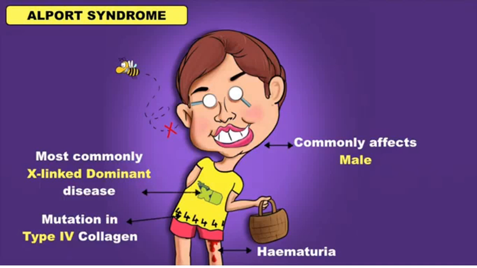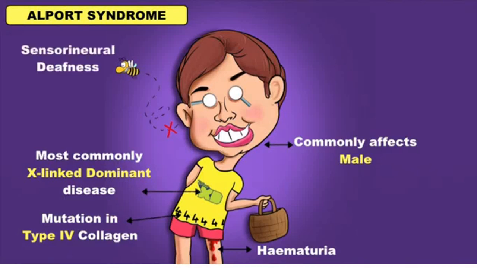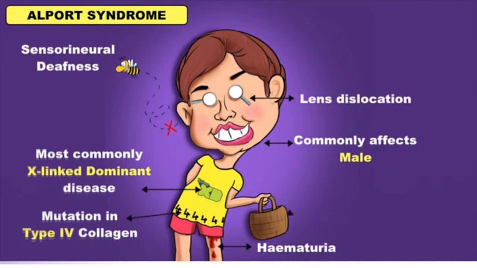And the next thing you have to remember is that it has sensory neural deafness, which is related to ear disease. The patient cannot hear the bee buzz, so you can easily remember that it has sensory neural deafness. And the next thing is that it commonly affects the eye, and it has lens dislocation. The lens also covers the eyes in this picture, so you can remember that it has lens dislocation. So it has all three types of symptoms related to the kidney, eye and ear.